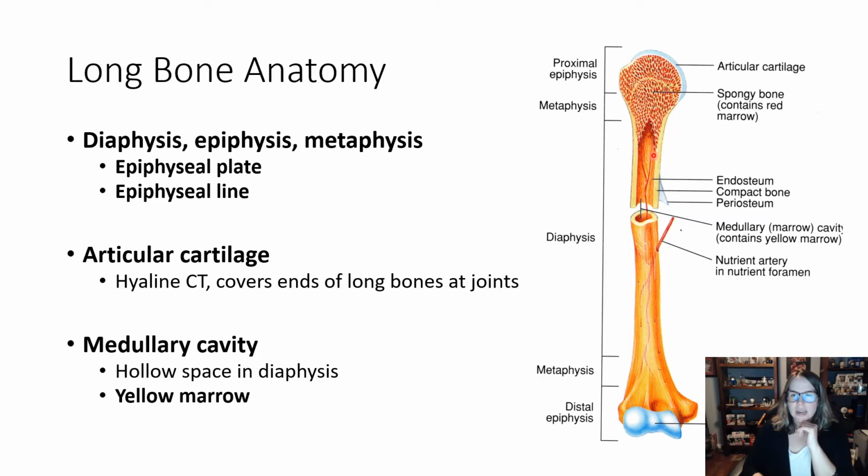Now, if we look at the diaphysis here, you will notice that your long bones are hollow. There is a hollow cavity in here that is called the medullary cavity. And that medullary cavity is where we're going to find our yellow bone marrow, which, if you recall from previous slides, is going to be fat.